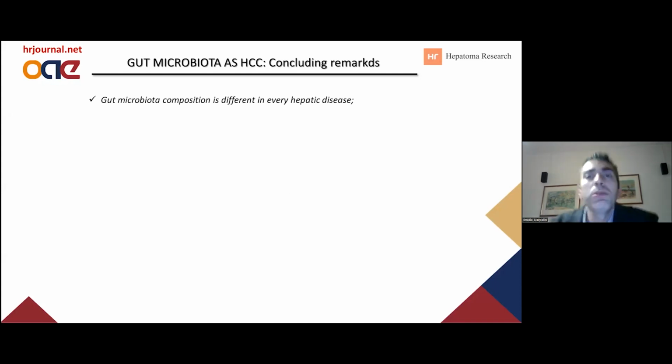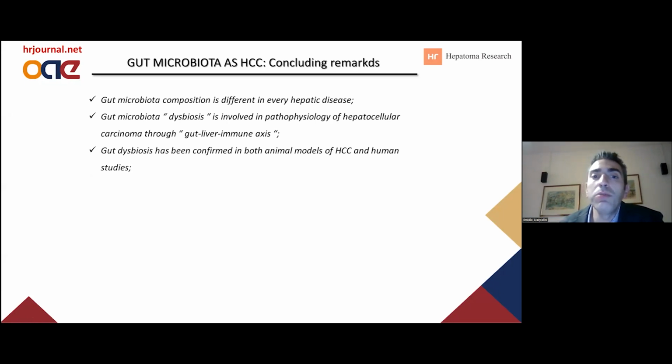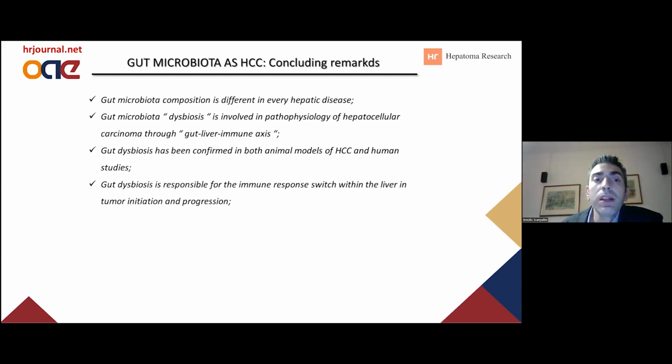So what are our concluding remarks, to make a summary? We have a different gut microbiota composition, though not necessarily can we speak about dysbiosis in every hepatic disease at any stage. The dysbiosis is of course involved in the pathophysiology of hepatocellular carcinoma. We focus on the gut-liver immune axis. The dysbiosis has been confirmed to be present in different animal models and human studies about HCC development. Gut dysbiosis, and this data is crucial for me, is responsible for the immune response switch within the liver, both for tumor initiation and progression.